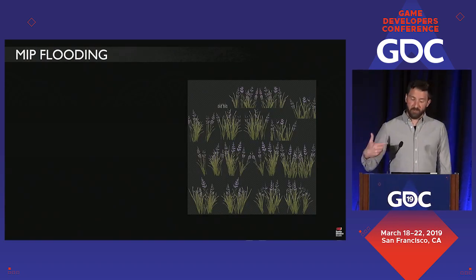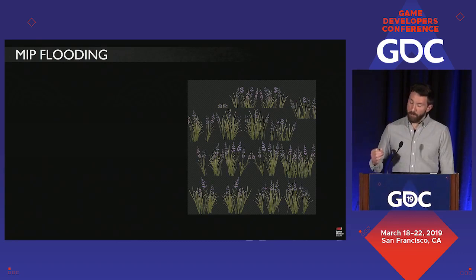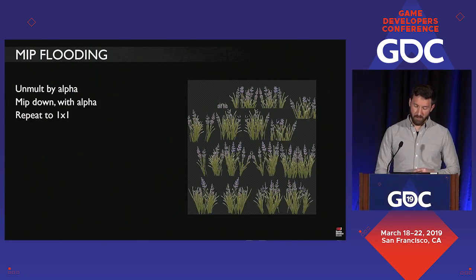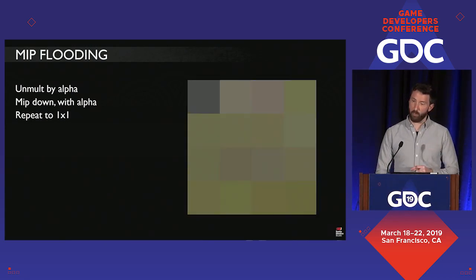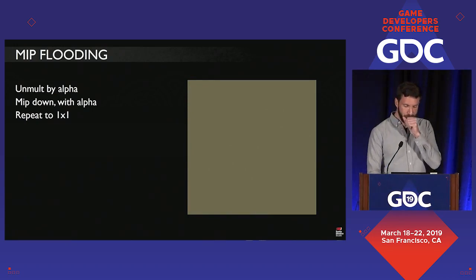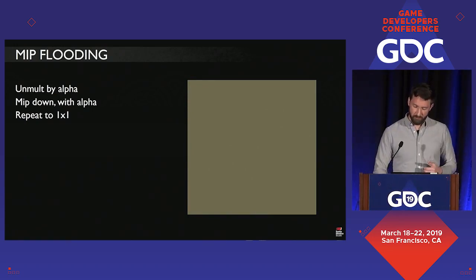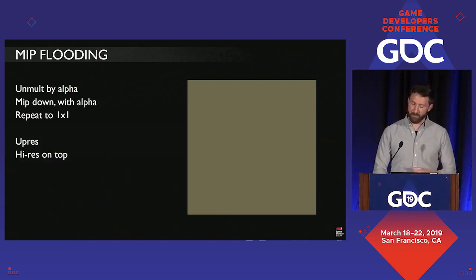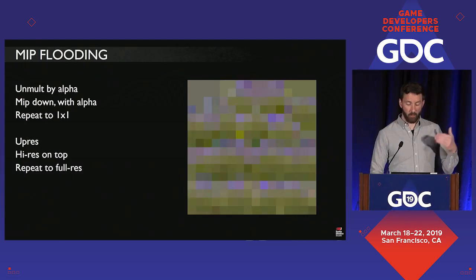I wanted something that would resolve faster, so I developed something I call MIP flooding, which assumes power of 2 sized images. So for an image, we use unpremultiplied color. At each step, we scale it down to half of its size, weighting the samples by their alpha coverage. And we repeat until we get to 1 pixel wide or tall. We remember these textures, and then we walk back up the MIP chain using nearest neighbor to upscale. We composite the higher res MIP on top, and we repeat all the way back up the stack.